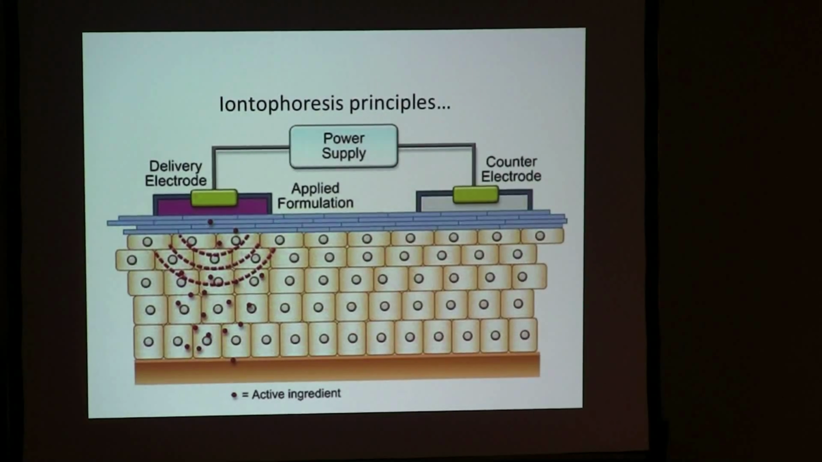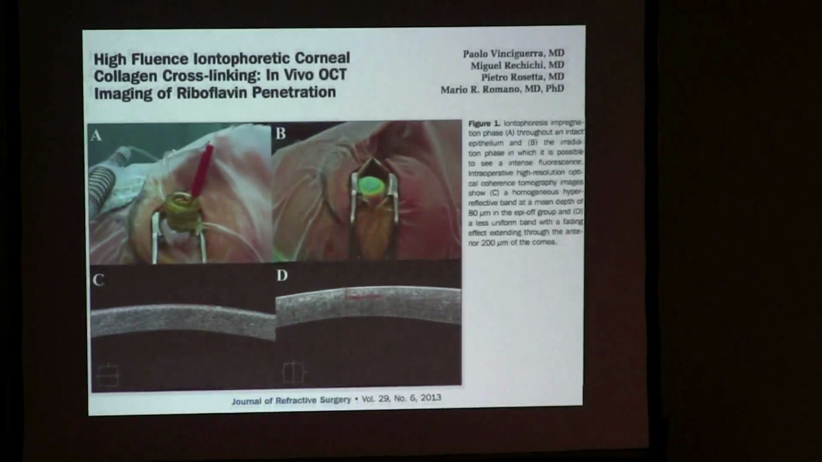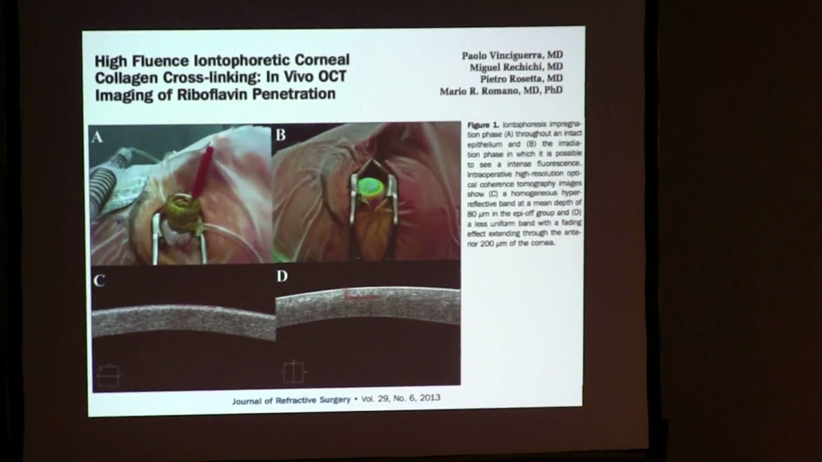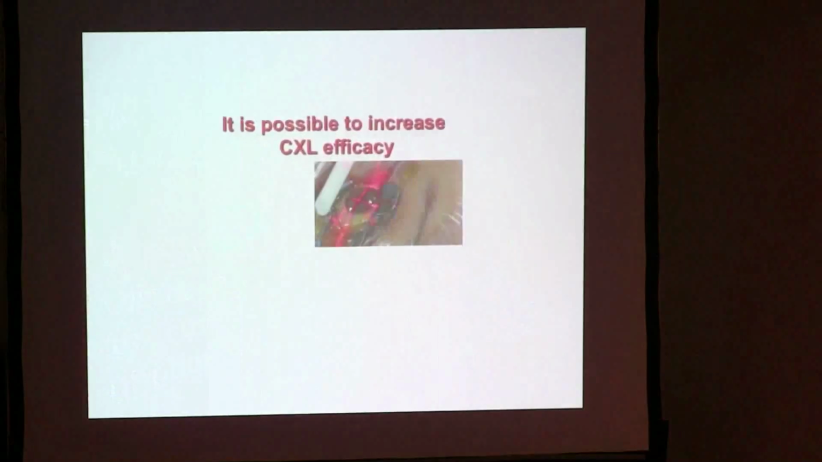Another way to vehiculate the riboflavin is iontophoresis. And in this study that I published last year, I demonstrated, as in OCT, that you have a penetration that is better with respect to epi-on, but not comparable to epi-off. So actually, we have to speak about volume of cross-linking, and these are the two laws that I already mentioned.